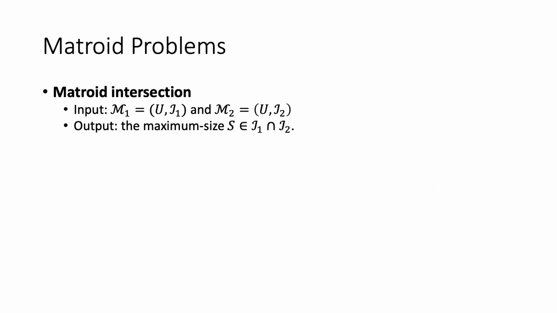The matroid optimization problems that we're studying in this paper are the following two. The first one is matroid intersection. We're given two matroids M1 and M2. They are over the same ground set U, but they have different notions of independence, I1 and I2. And our goal is to find the maximum set S which is independent in both matroids.